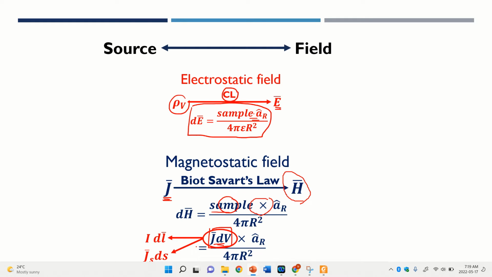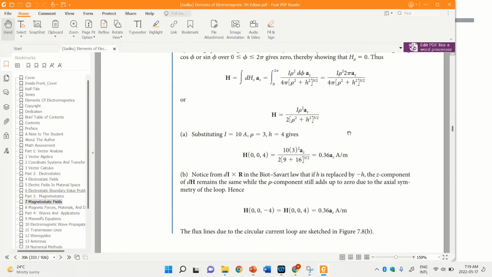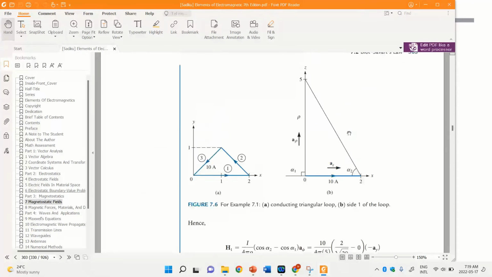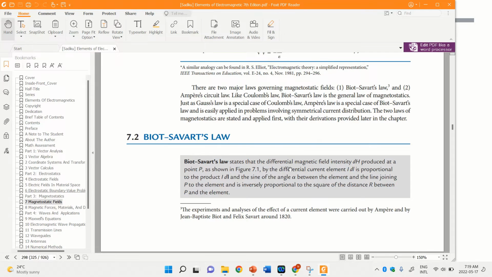Now, I didn't include inside this slide the meaning or the definition of Biot-Savart. You can look in your book, for example, in your soft copy book here. You can scroll to page 325, where there is a definition of Biot-Savart's law. You also need to know this explanation.